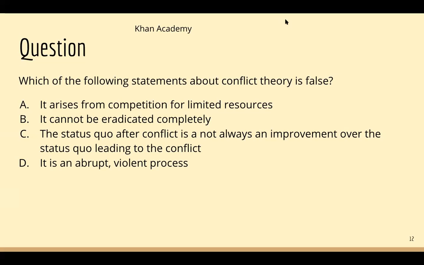I'll give you 40 more seconds. All right, I'm going to go ahead and stop it now. So, sharing the results, most of you picked D.